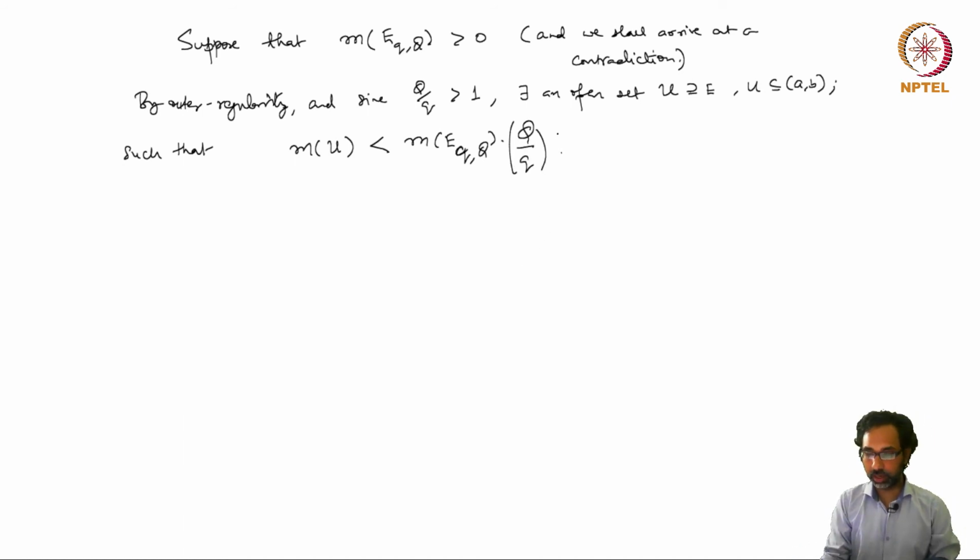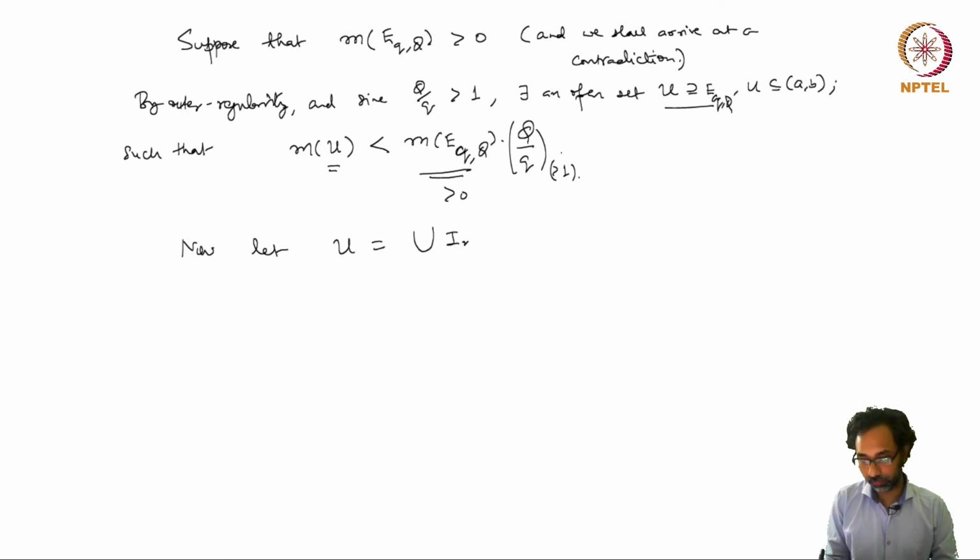So this is strictly greater than 1, and so by this infimum property one can find such an open set for which this holds, because we have assumed this to be strictly positive. Now let U be written as a countable union, disjoint union, of intervals I_n.